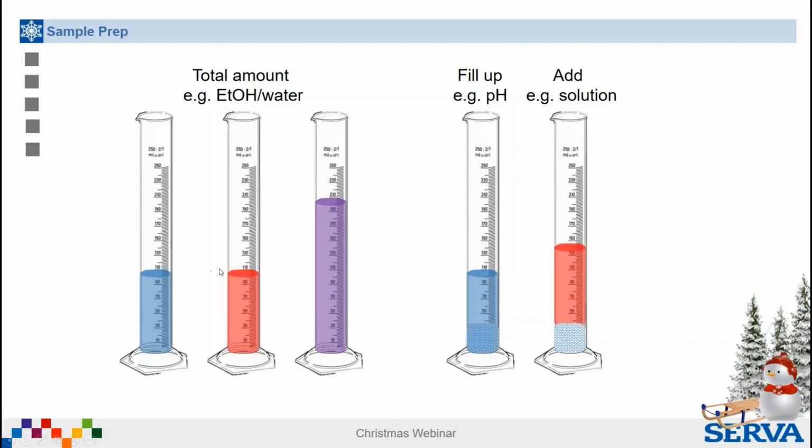So please just mix these two liquids and do not fill up, because if you fill up you will use more water or ethanol, and this will not have the same percentage you expected you wanted to have.